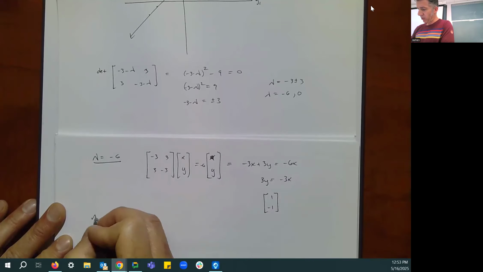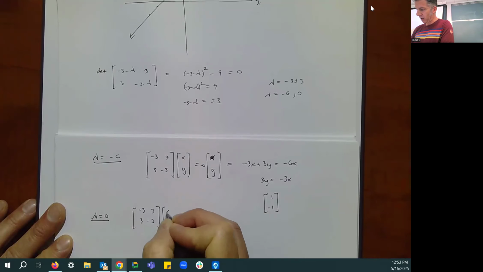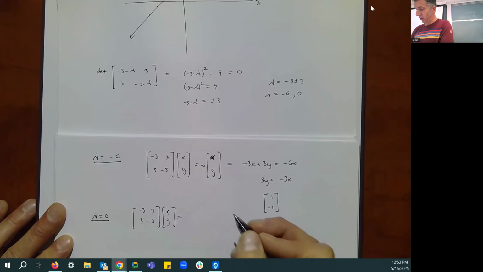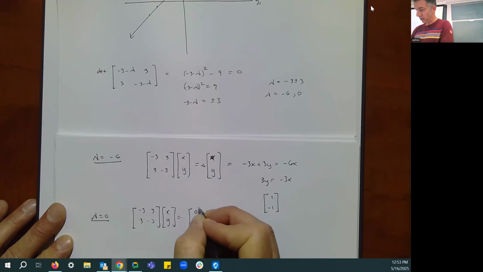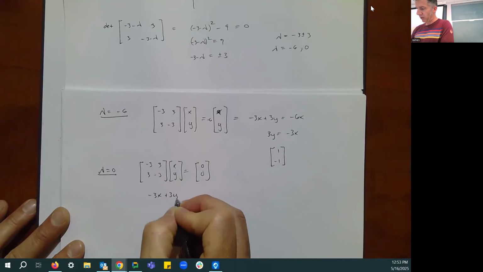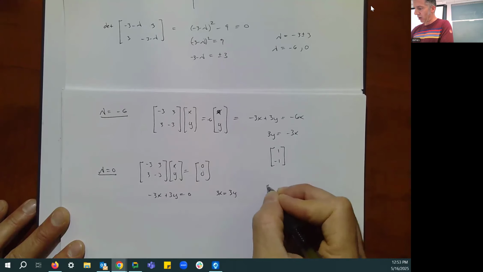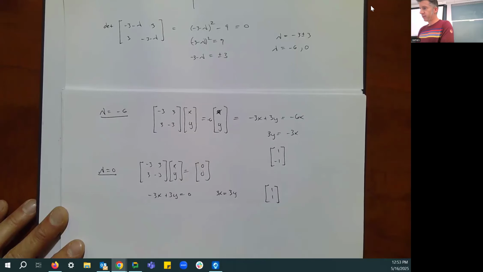And then for lambda equal to 0, we have the matrix -3, 3, 3, -3 times (x, y) equal to 0 times (x, y), which is just going to give you the 0 vector. So then we have -3x plus 3y equal to 0, or 3x equal to 3y. So we get 1, 1 as our eigenvector.